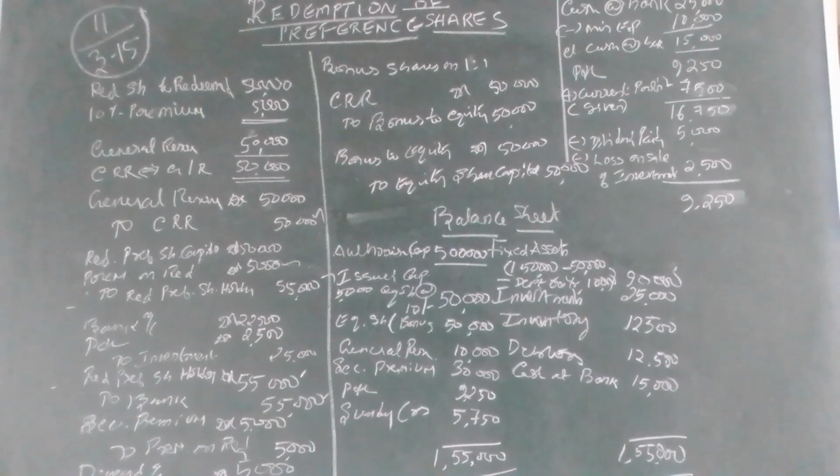Then a bonus issue is made. So for creating the bonus issue, we have to take the amount from CRR. So what is the entry? Normally CRR account debit to bonus to equity shareholders, and bonus to equity shareholders account debit to equity share capital. Accordingly we have passed the entry.